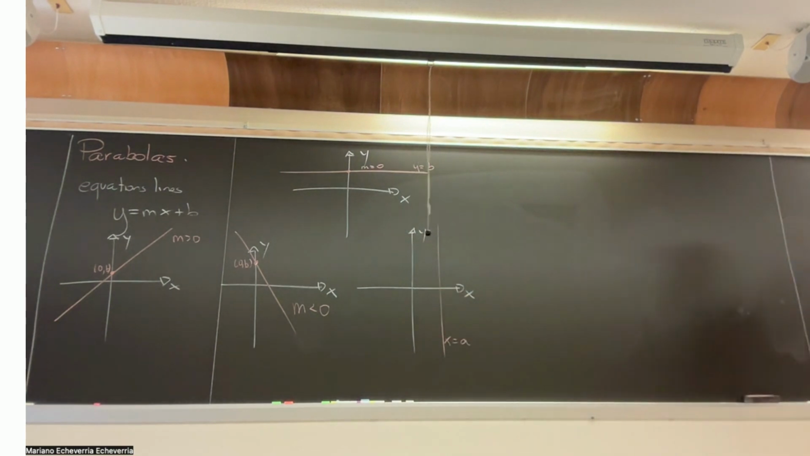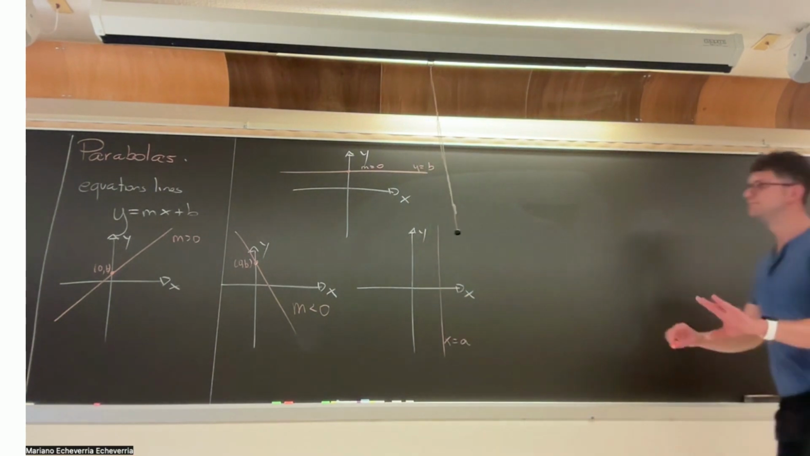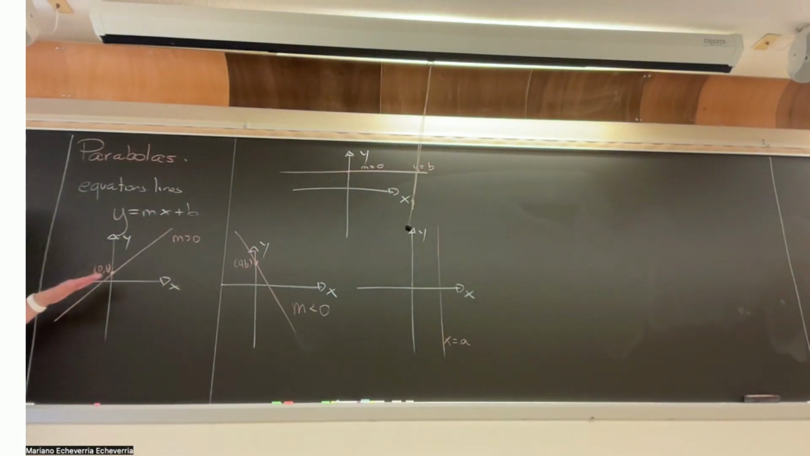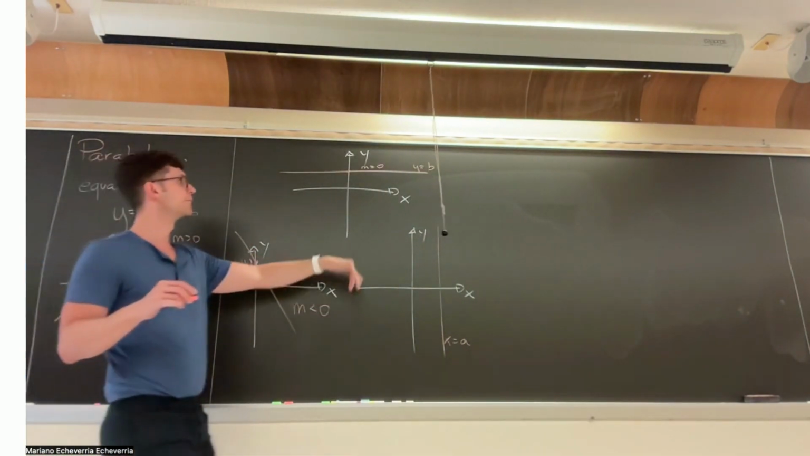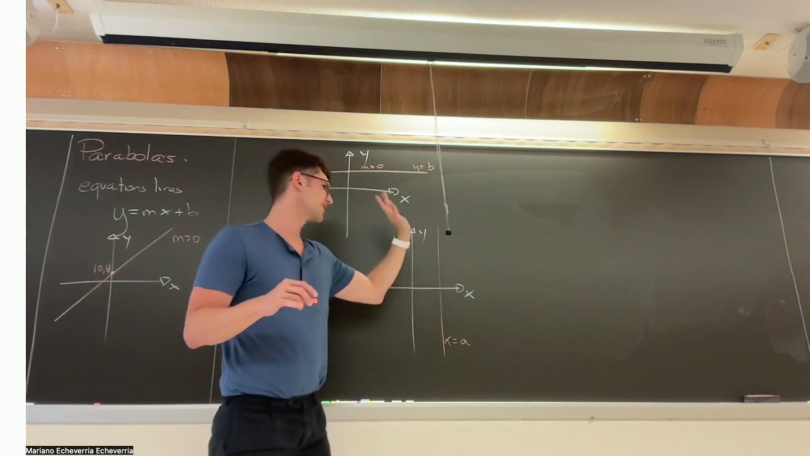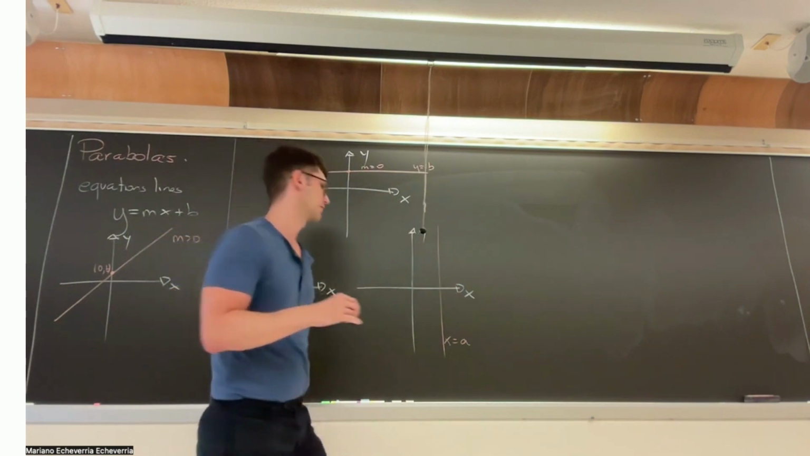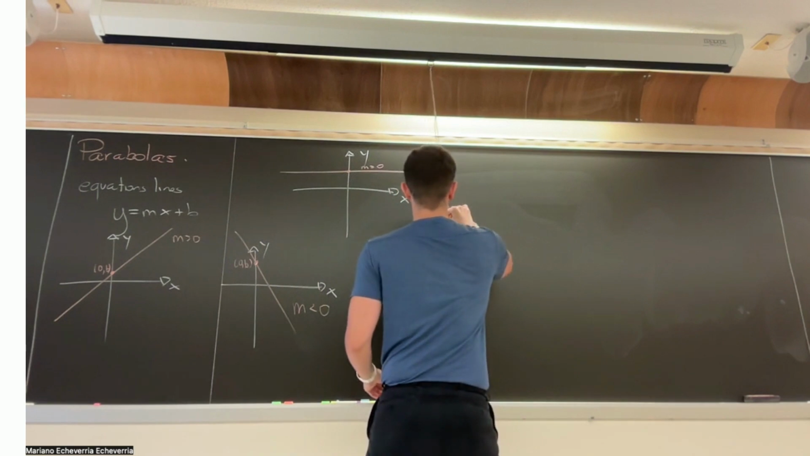Okay, so when it comes to lines, this is more or less all the possibilities that you had: positive slope, negative slope, zero slope, and then the extreme case where there's not really a slope, where it's just a vertical line. So here you would say that there's no slope.